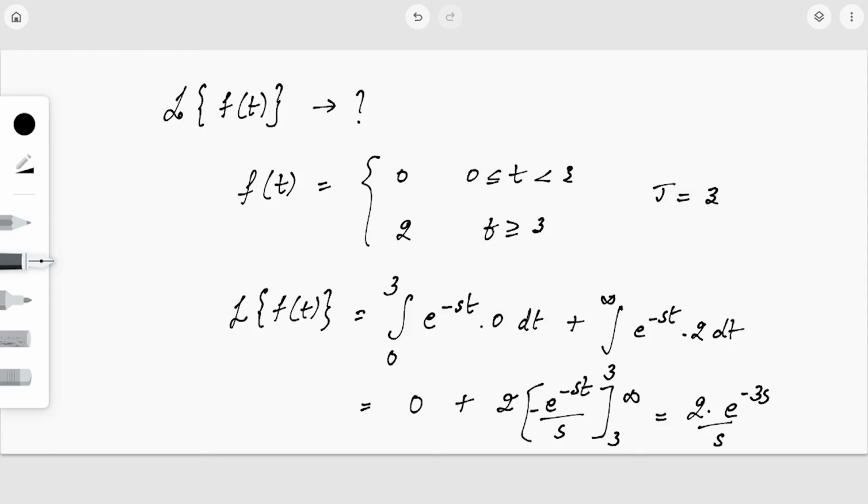Okay, so I hope the concept is clear. This is how we determine the Laplace transform of a piecewise continuous function which is given to us. So we have to take the corresponding capital T to be the point where the function breaks. In that manner we can find the Laplace transform of a piecewise continuous function also. So these are the sufficient conditions for the Laplace transform to exist. That is, it must be of exponential order and the function must be piecewise continuous.